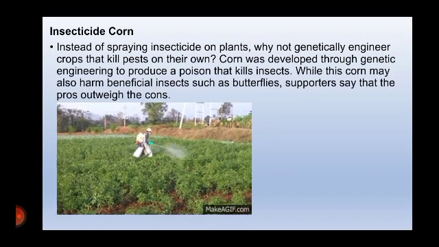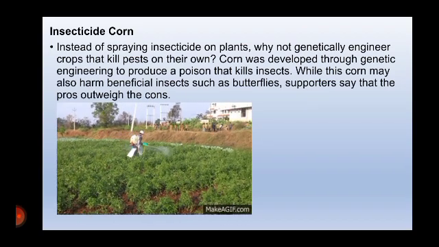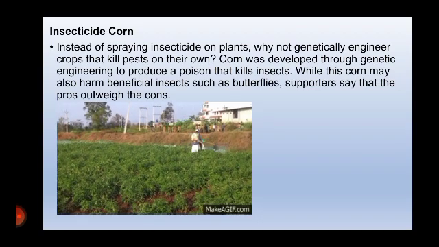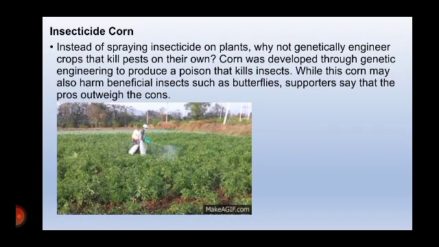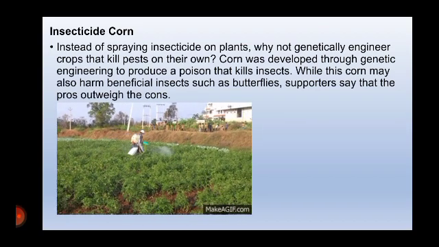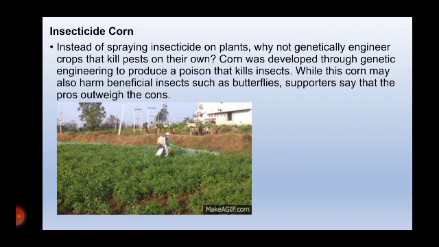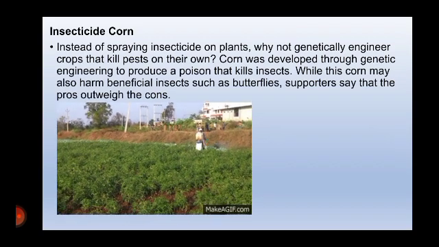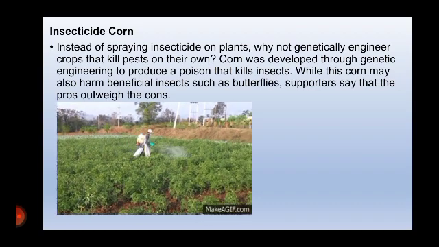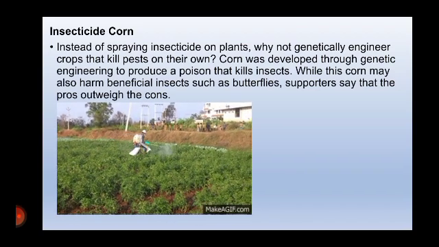Insecticide corn. Instead of spraying insecticide on plants, why not genetically engineer crops that kill pests on their own? Corn was developed through genetic engineering to produce a poison that kills insects. While this corn may also harm beneficial insects, such as butterflies, supporters say that the pros outweigh the cons.